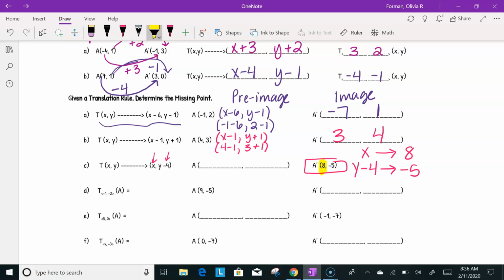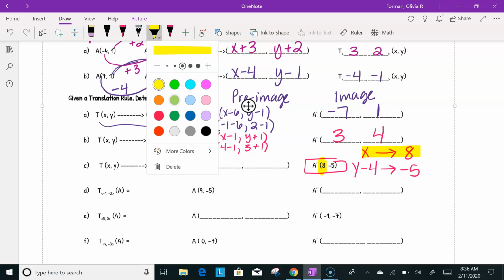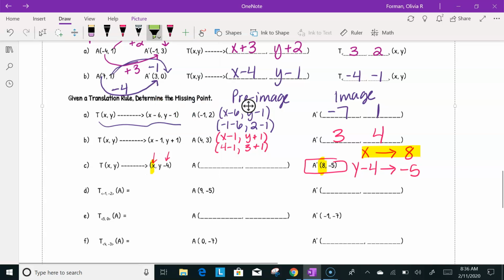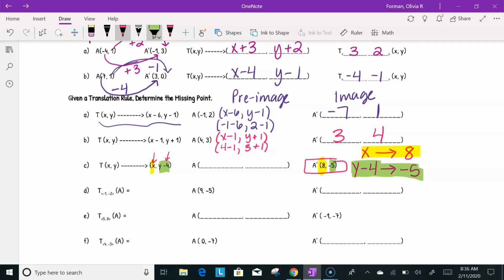So again, what x value was 8, and what y value subtracted 4 and got -5? Essentially what you can do, first of all, what x value would 8 have had to been? It would have had to have been 8 to start. If x stayed the same between the pre-image and the image, as this x right here tells us it did, it would have started as 8 because it ended as 8.